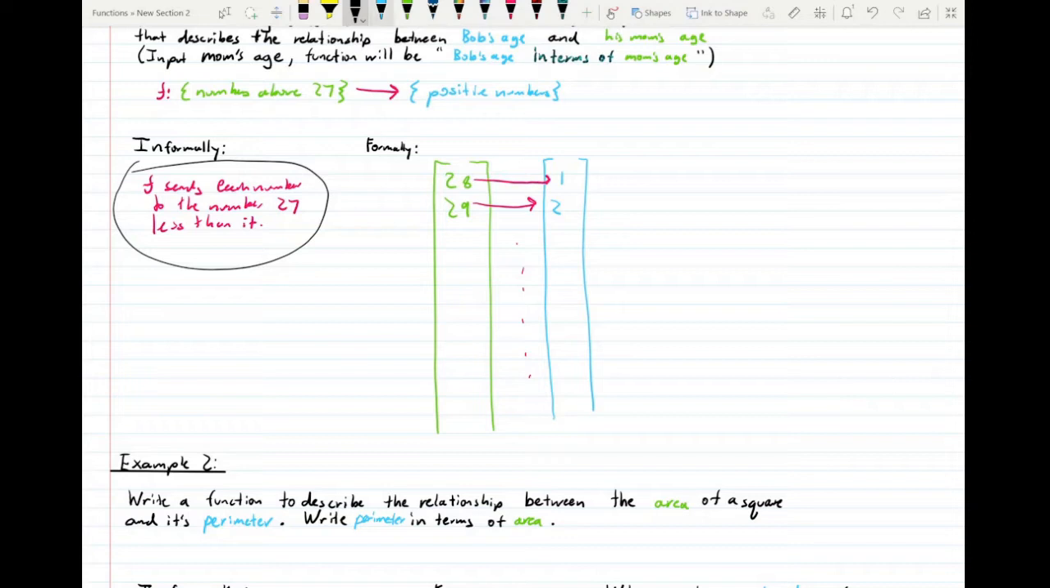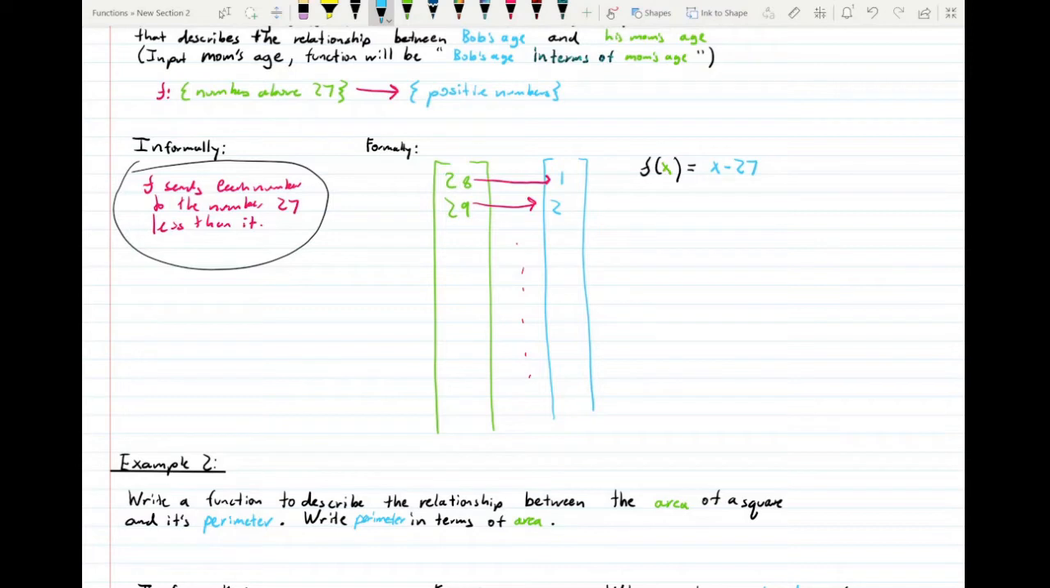And of course, there's ways to do that in the language of mathematics. In fact, there's a couple. The most common way you'll see is f of x, the input, equals x minus 27. So x is going to the number that's 27 less than it, as we described.